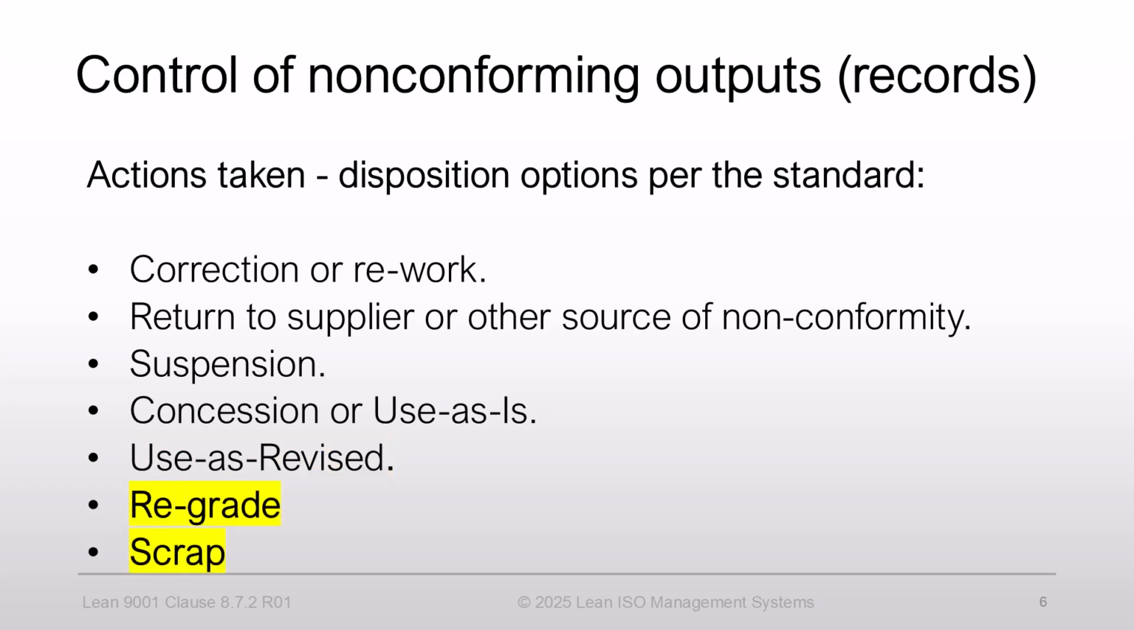Besides these five, the standard failed to remember other common dispositions: regrade and scrap. Regrade is downgrading a product for a different use, such as selling consumer electronics with minor damages as open box instead of new. And scrap, or disposing of a product beyond correction or use. Did ISO forget these, or just assumed we'd figure them out? Either way, they should be considered and documented.